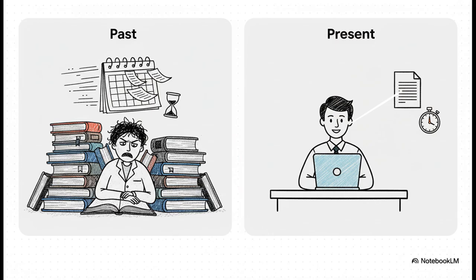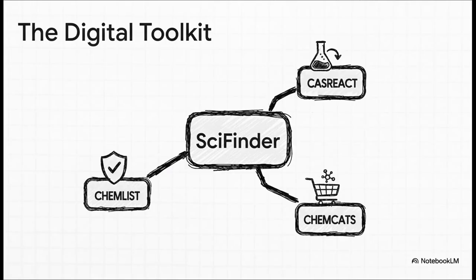It's just incredible. And today's tools go way beyond just finding one molecule. The modern chemist has this whole digital toolkit for whatever they need. Trying to figure out how to make something, CAS React has over 17 million reactions cataloged. Need to buy a chemical to start an experiment? ChemCats has you covered with 34 million commercial options. Worried about safety regulations? ChemList is the go-to directory. And the portal that brings it all together is SciFinder. It's the difference between having a single paper map and a whole suite of specialized, real-time GPS navigation systems in your pocket.